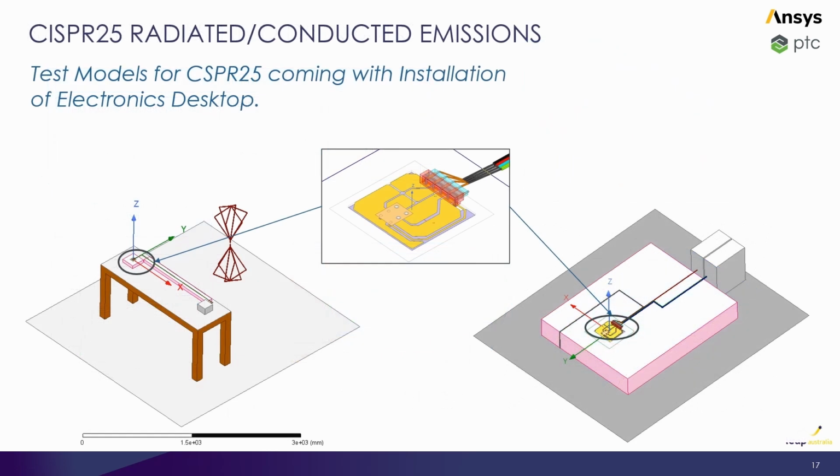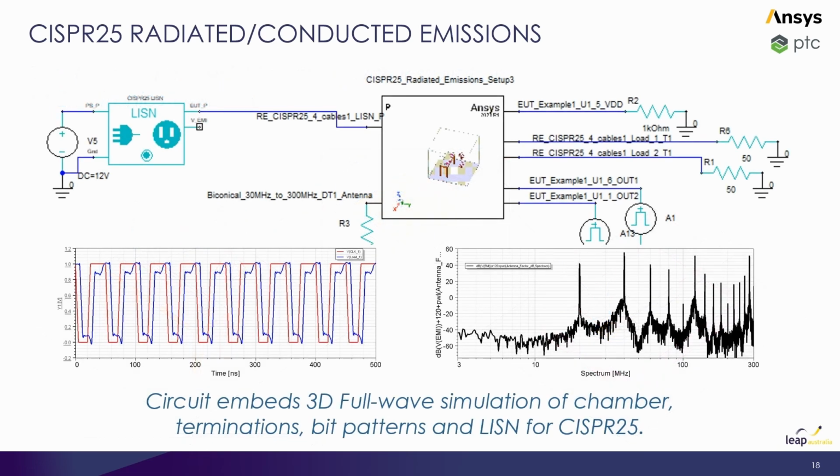One thing I wanted to mention, the installation comes with CISPR 25 examples. So if you have a board and you have to comply to CISPR 25, there's a radiated and conducted emission setup already there. The dimensions are all correct. You can move your board into the right position. The antenna is in place. The circuit design or part of it has the right stabilization network and the right terminations already, and then the excitations including a jitter.